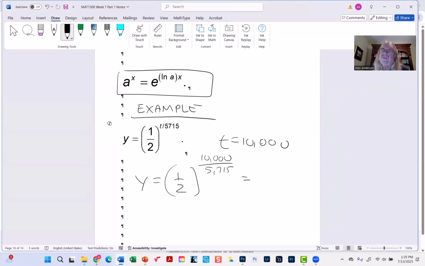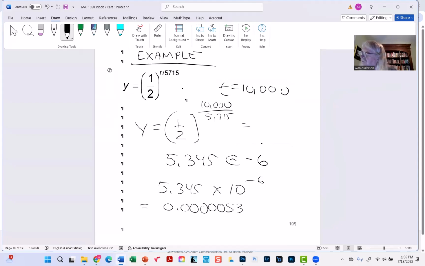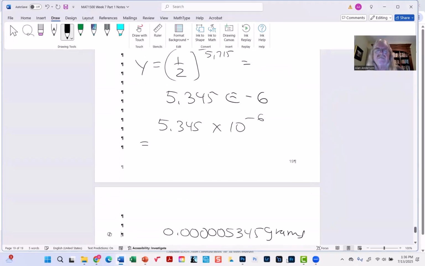It's approximately, now on the calculator, it's going to turn out to be such a small number that it's going to use scientific notation. It actually shows up in the window as 5.345 e to the minus 6. What does that mean? This is the equivalent to saying this is how most calculators express scientific notation, by the way. And that means there are 5 leading zeros. That's how much will be left in our sample.